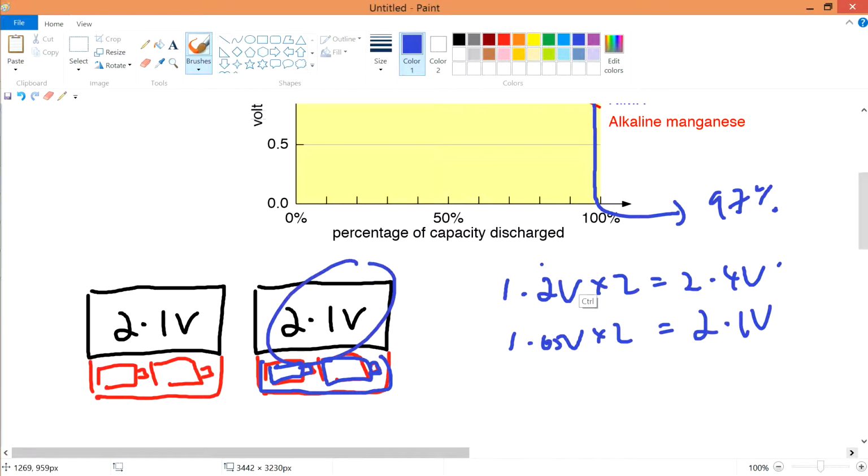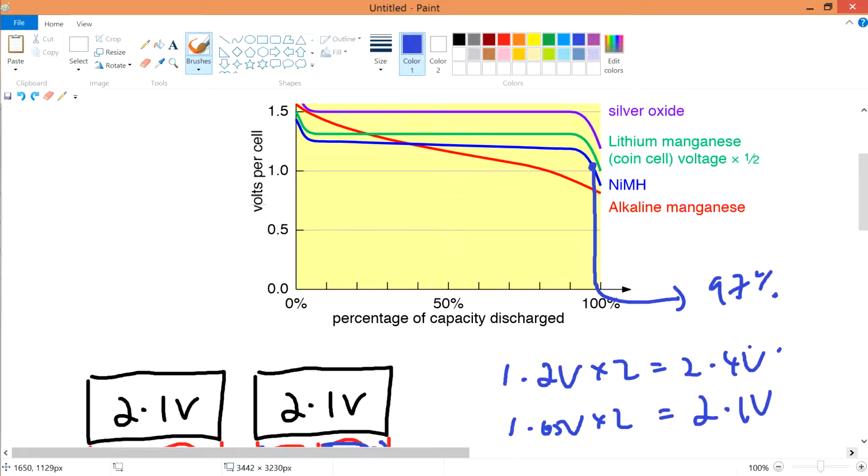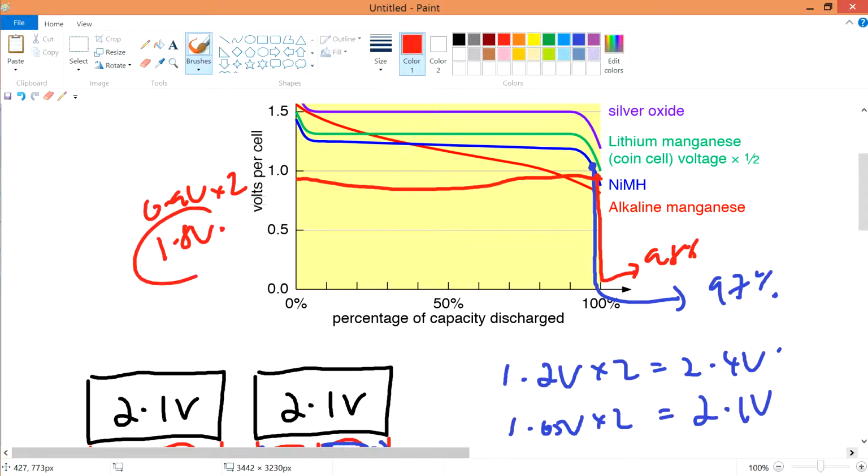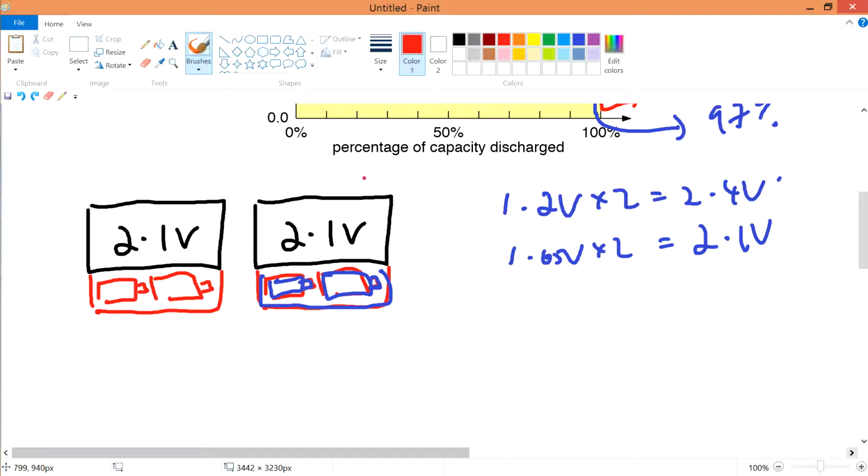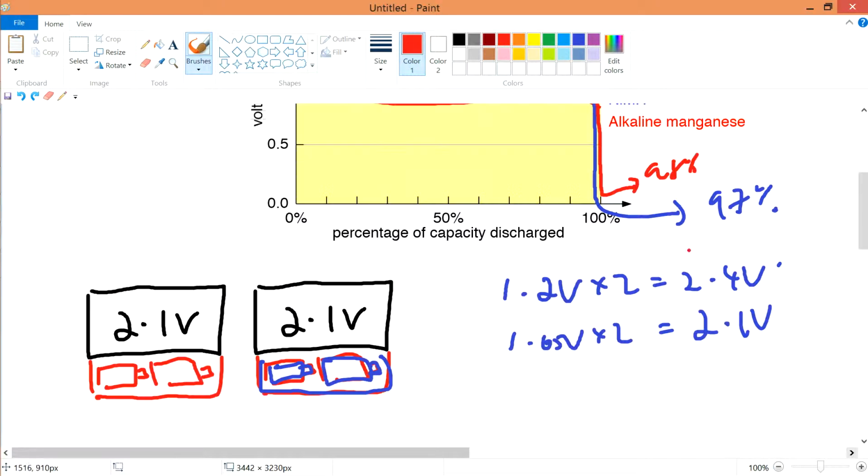So it can still power up, and this is the last power it can supply before it goes lower than 2.1 volt. At 98%, for example, let me use a different color, this is 98%, and the power is about 0.9 volt already. So 0.9 times 2 is about 1.8 volt. It cannot power this thing anymore, because your nickel metal hydride is not able to provide the power your system requires, 2.1 volt. So the last voltage you can give is 2.1 volt, at 97%.